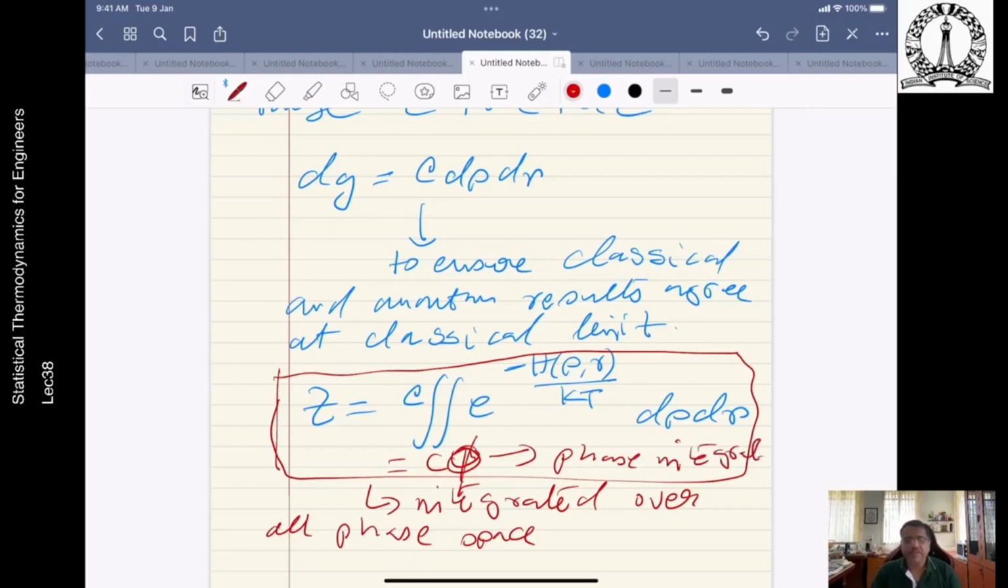In the next class, we will see how this result can subsequently be used to establish contributions from the different modes. We will stop here and take it up in the next lecture.